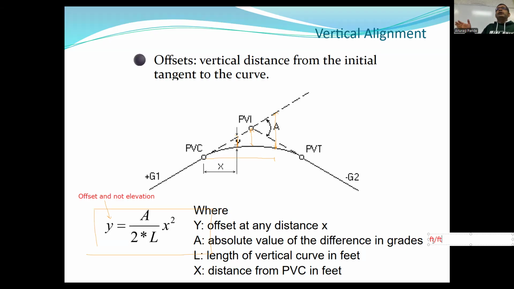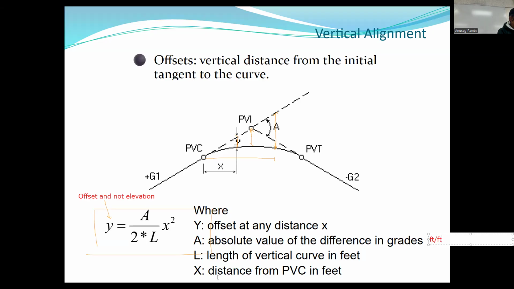It's the difference in the two grades. So if, let's say, this was plus 4% and this was negative 3%, the capital A value will be 7% or 0.07. So it's the absolute value of the difference between the two grades. That's what we are talking about, and that's going to be feet per feet.